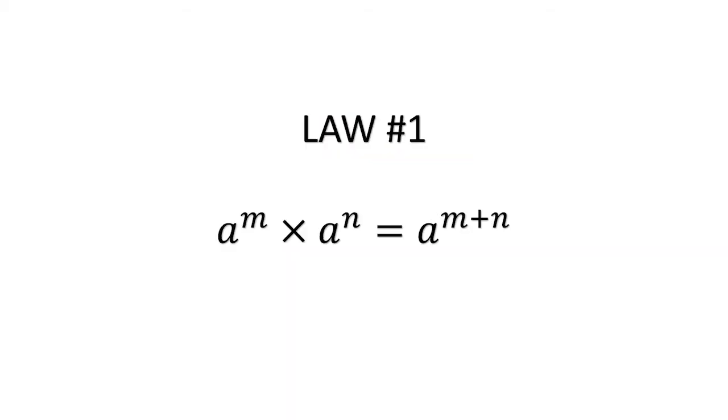Law number one states that if we have a to the power of m multiplied by a to the power of n, it will equal a to the power of m plus n, meaning that we are going to add those two numbers together, like so. Right, how are we going to do that?